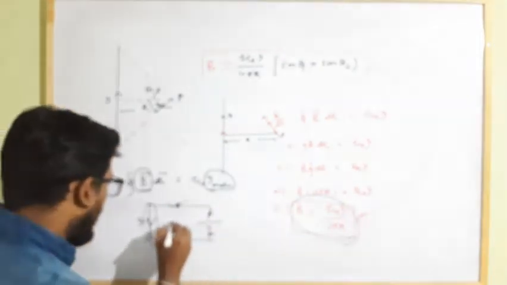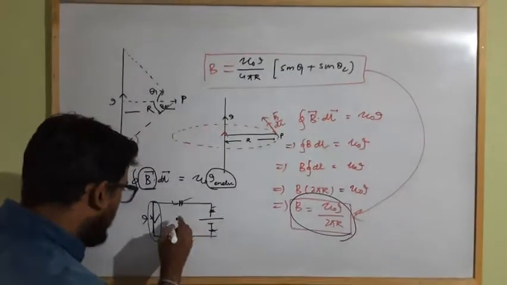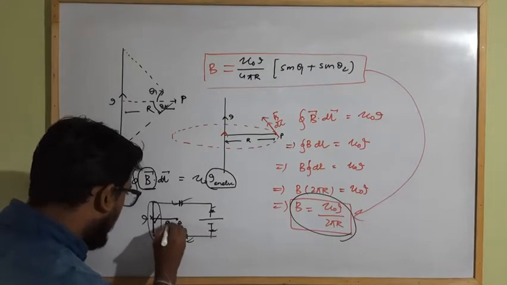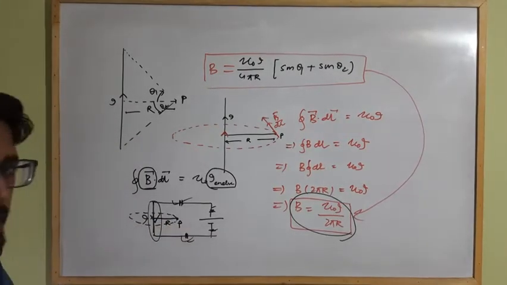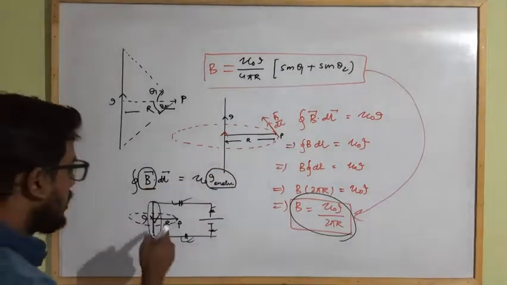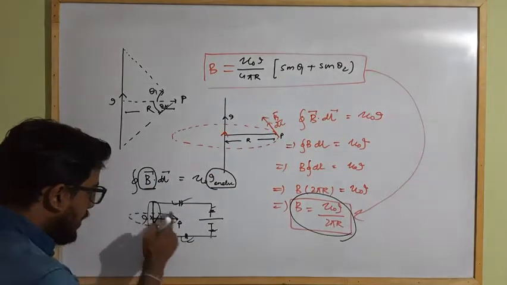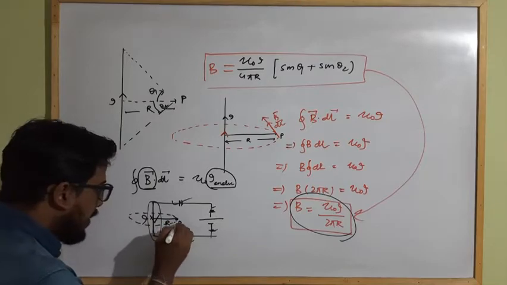So if I am calculating the magnetic field strength at this point P at a distance r, I am only considering the Amperian loop like this. Clear? In this case, if I consider the Amperian loop like this, the magnetic field strength at this point P will be how much?